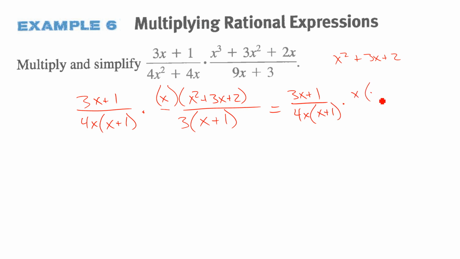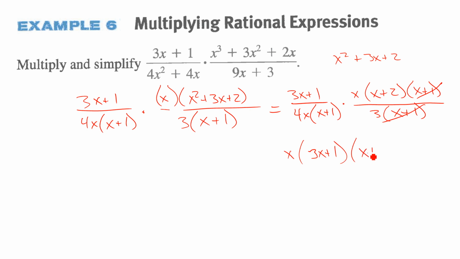This factors to x plus 2 and x plus 1. Over the 3 and the x plus 1. Okay, cancel if you can. Cancel, cancel. And nothing else to cancel. So our final answer is going to be x, 3x plus 1, x plus 2, over 12x, x plus 1.